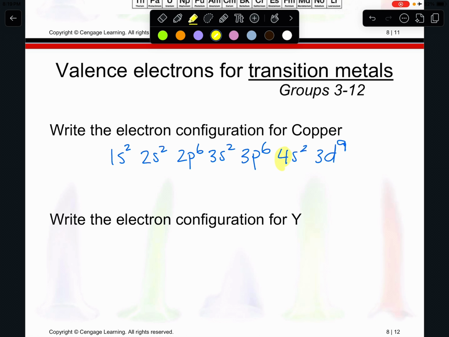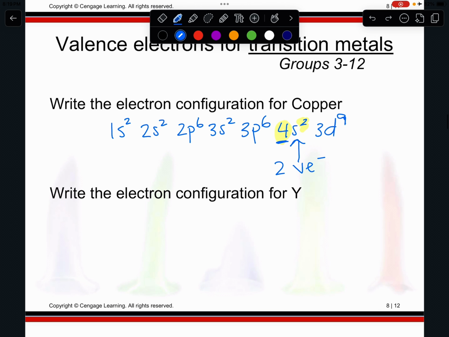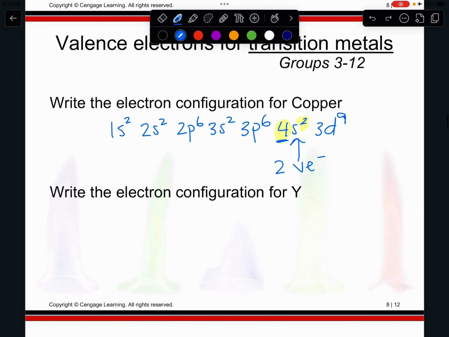So for copper, if I asked you how to find the number of valence electrons, you'd say this has 2 valence electrons, because the highest energy level, the 4th energy level, only has 2 electrons in it. Let's do another example for yttrium. I'm just going to do the noble gas electron configuration. Yttrium is number 39, so the previous noble gas is krypton, and then 5s2, 4d1.